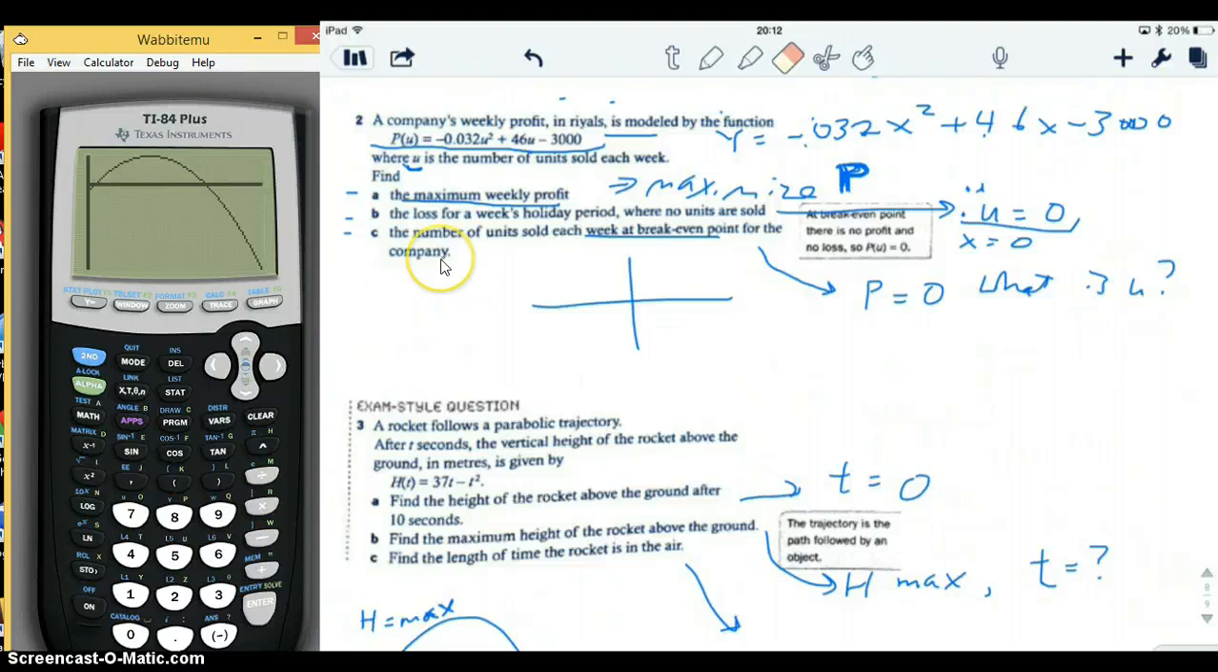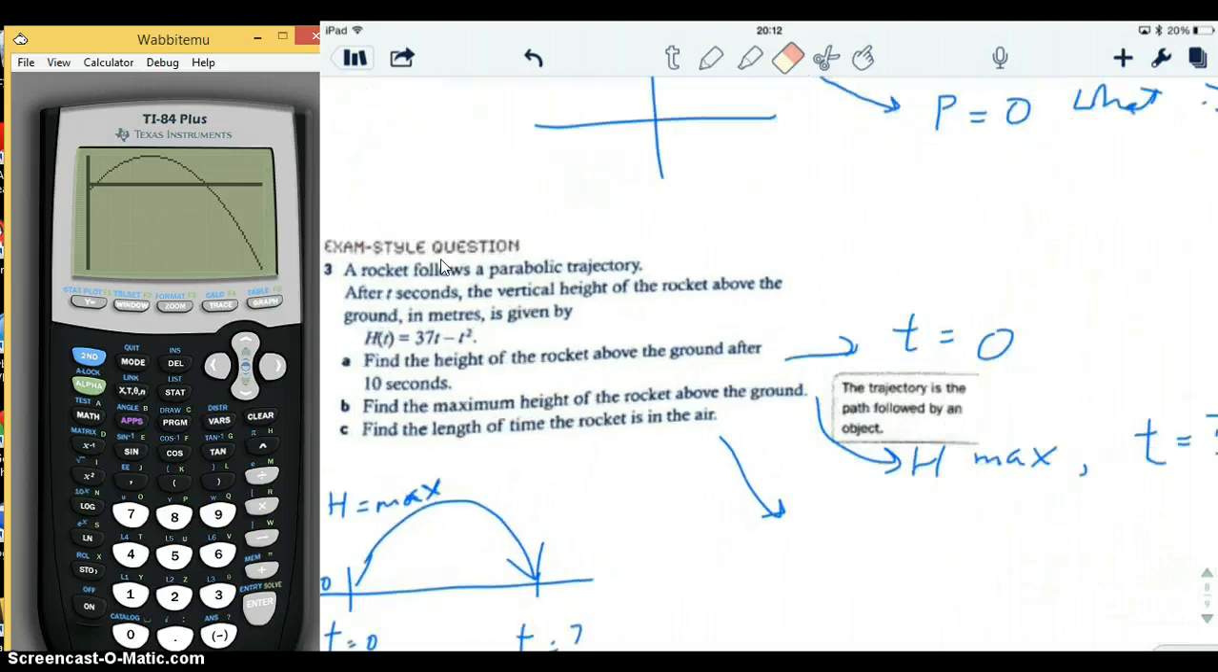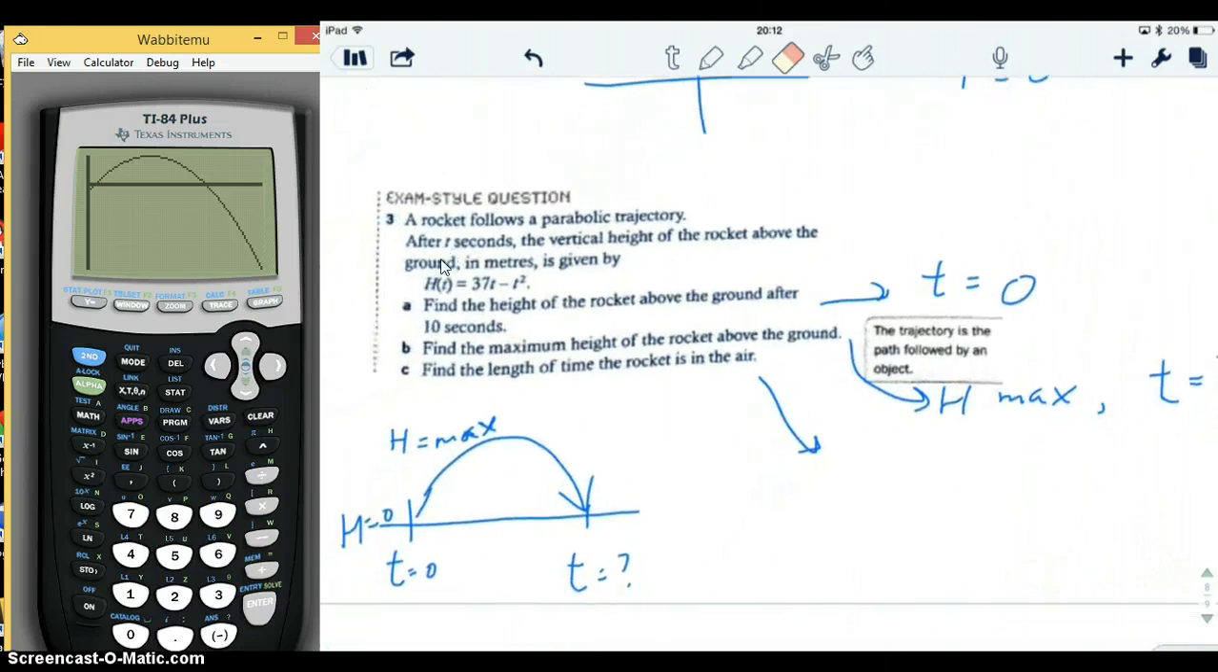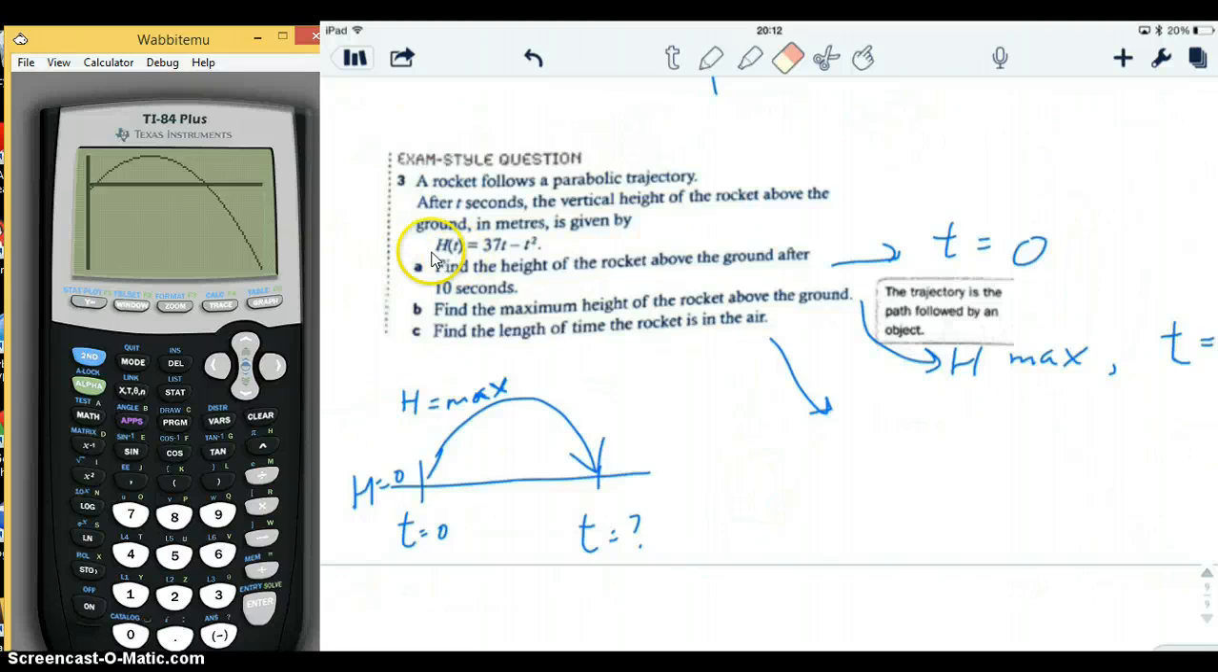Okay, now let's look at the next problem, which is a rocket problem. So the rocket problem, they give you height equals 37t minus t squared. T is time. Okay, so at 0, the height is 0. Okay, and then it flies up, and then it comes back down, and then it hits the ground again. So find the height of the rocket above the ground after 10 seconds.